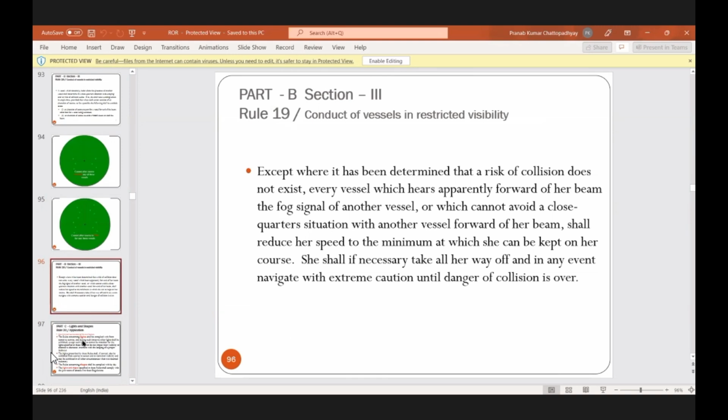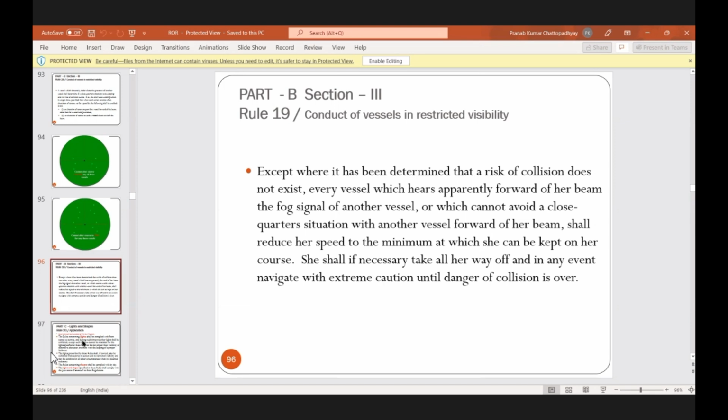And this paragraph is the most important paragraph of this Rule 19, which is misinterpreted many a time, because this paragraph is not fully understood by a lot of people. So, we will read every part of it to understand it properly.